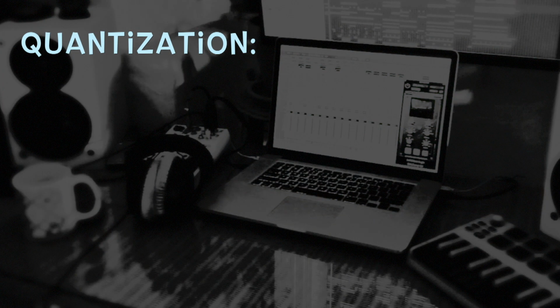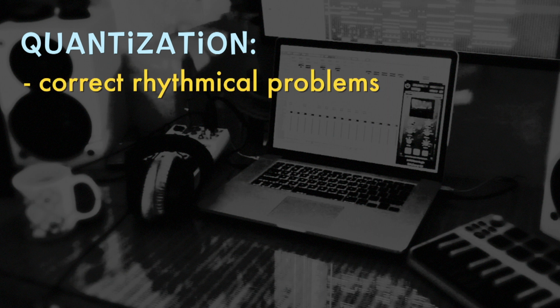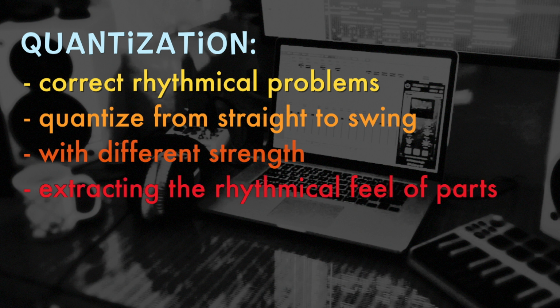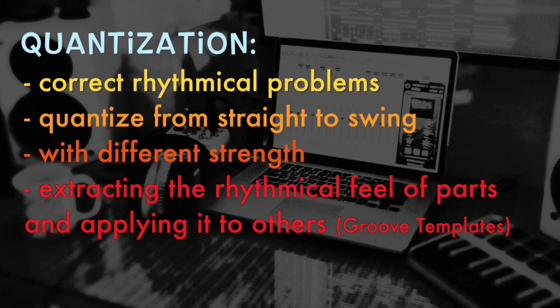I hope this helps you. I hope this gave you some new ideas. You can go all the way from very strict quantization correction to swing, to loose quantization strength, all the way to extracting the feeling of an existing loop, of a live loop, and apply it to other parts.